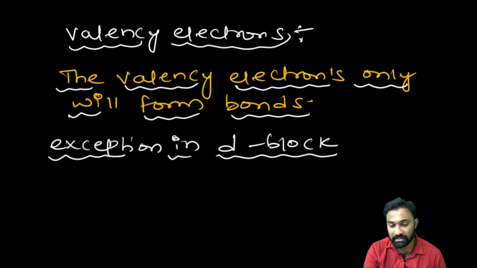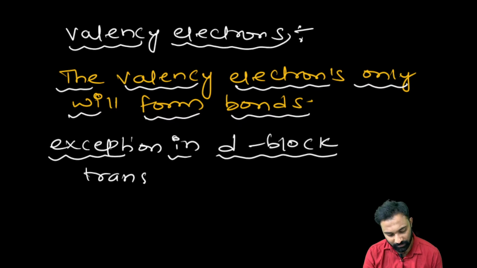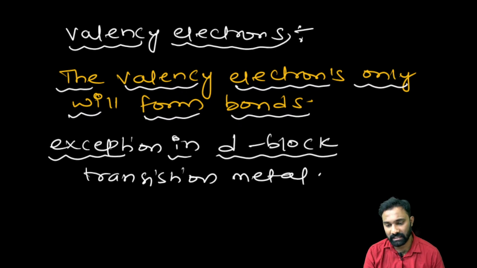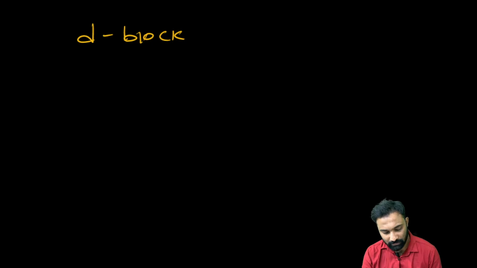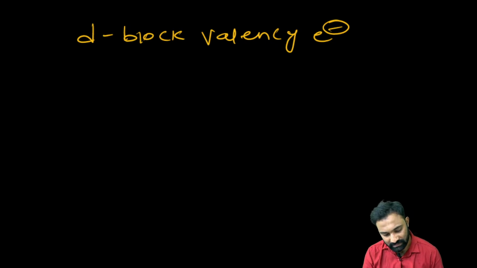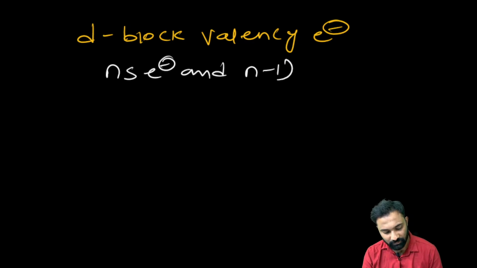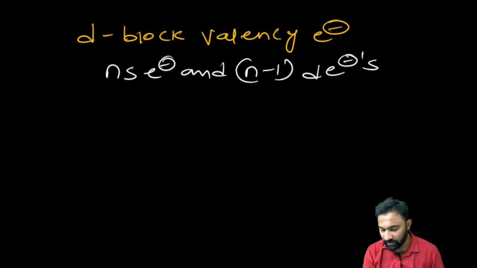When the d block elements, the transition metals, are forming bonds, if the transition metal is acting as the central metal atom, then its lone pair of electrons... For transition d block elements, the valency electrons are considered as ns electrons and (n-1)d electrons. Now we'll see what the ns electrons and the (n-1)d electrons are.